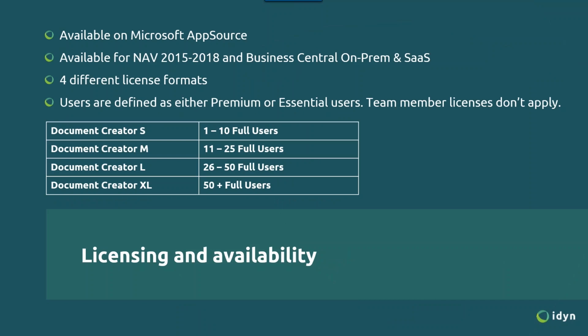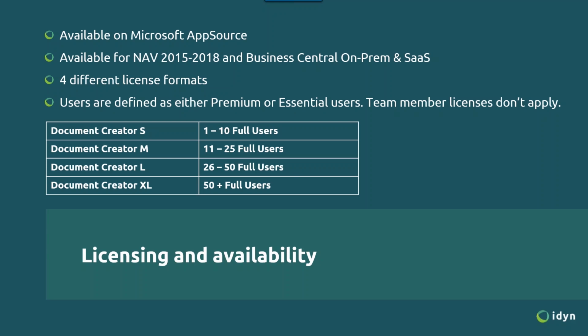All right, so some availability stuff. As I said before, the app is already inside the app source at Microsoft, so you can just start playing with it right away. It is not only available for a SaaS solution on Business Central. It is available in NAV 2015 and up, so you can have an old-fashioned on-premise NAV, and there's a document creator for that as well. It works exactly the same, but then of course focusing on the traditional NAV report objects.